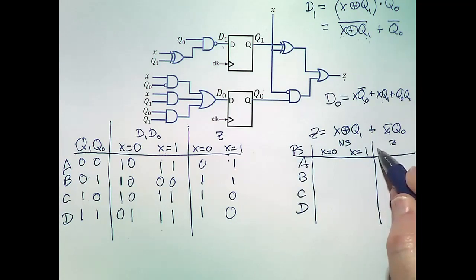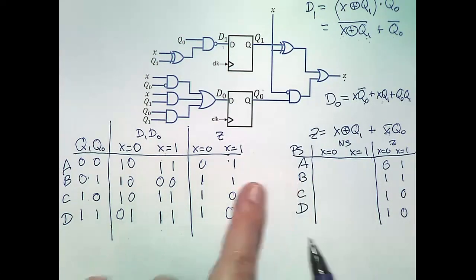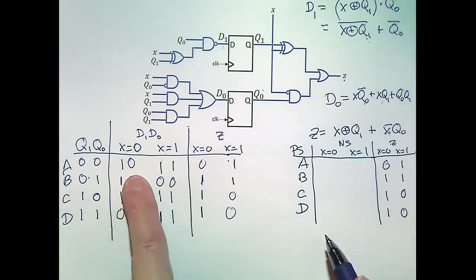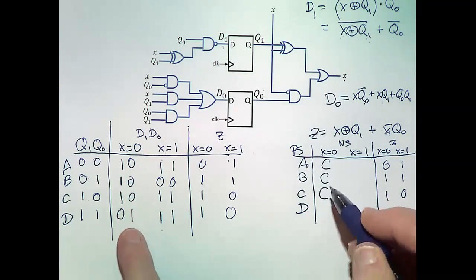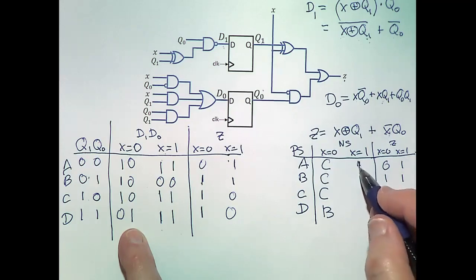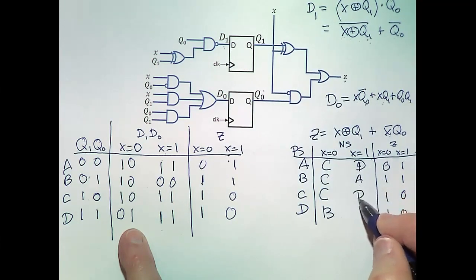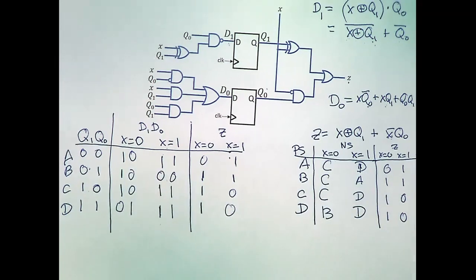I can recopy the output, but that's not really important. Okay, so what state is this one? C. So this is C, C. Oh, lots of C's here. B. B? D. Oh, okay. D, A, D, D. Okay, so all we're doing is using our encoding here, replacing it with the letter.